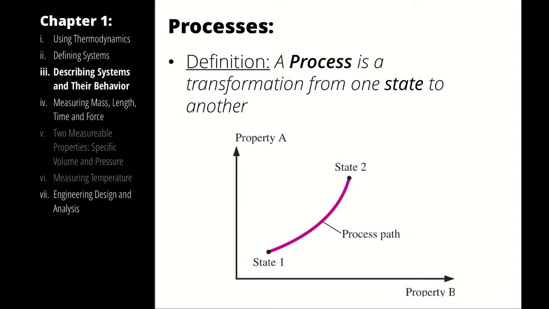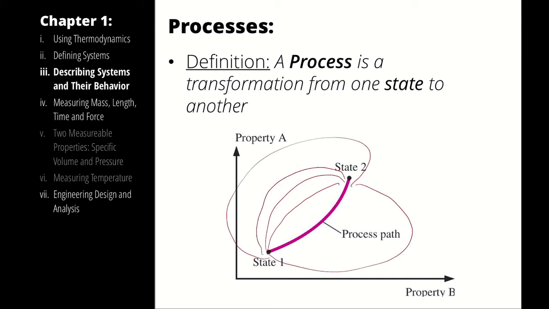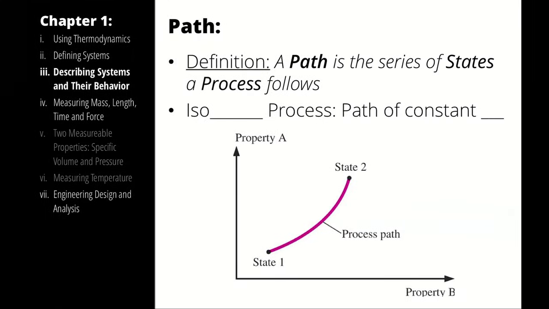A process is the transformation from one state to another. And it's important to note that, for our purposes, the process just refers to the connection between states 1 and 2. It doesn't actually refer to that specific path. So, all of these connecting lines between 1 and 2 are referring to the same process, but they have different paths. The process is just from state 1 to state 2, if that distinction makes sense. The specific line is the path.